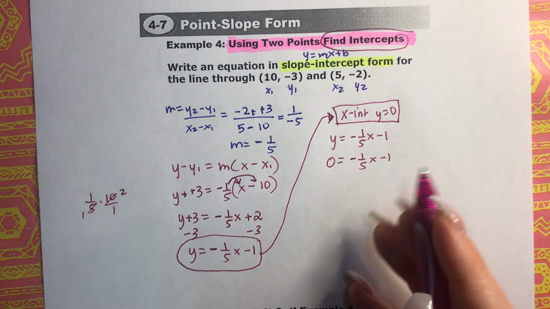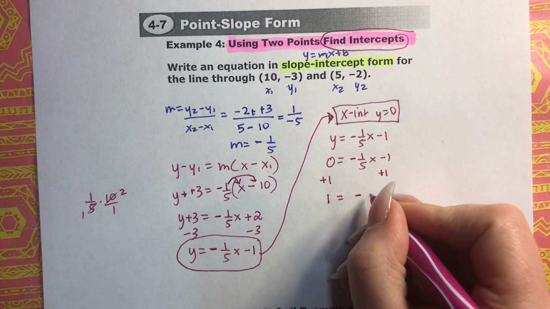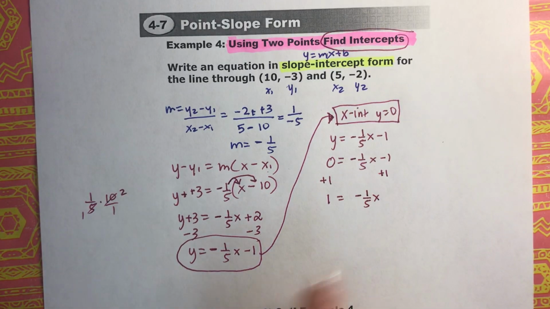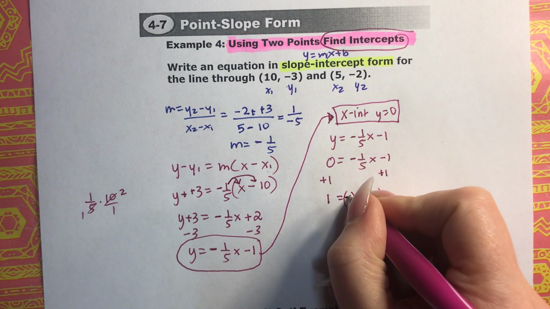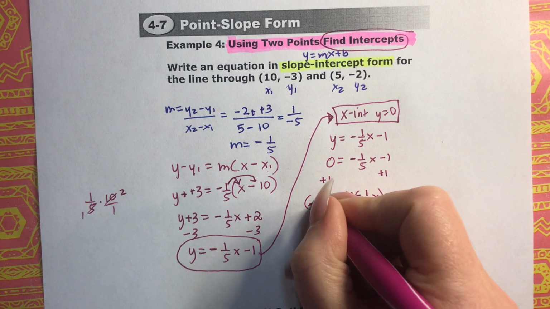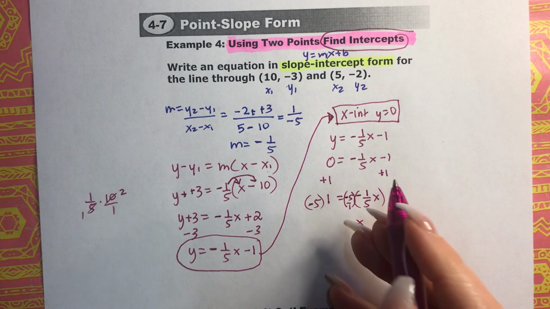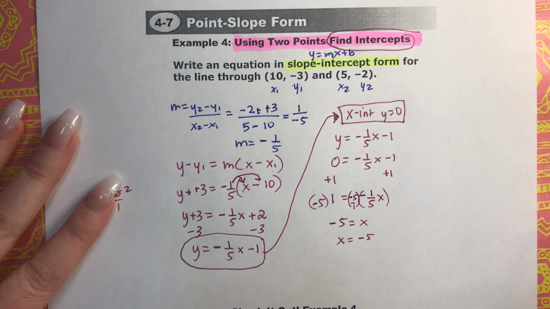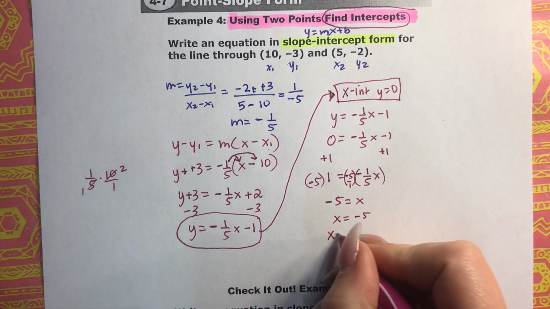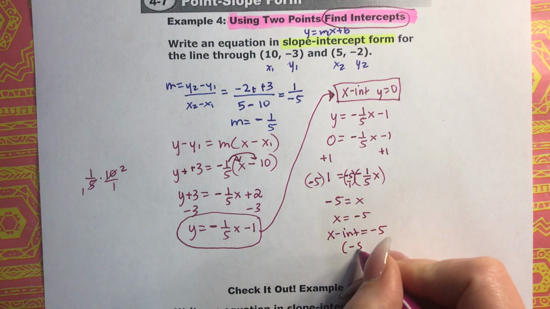So we're going to get x by itself. First I'm going to add 1 to both sides. I end up with 1 equals negative 1/5 x. And then to get x by itself, what do I have to do? Yes, you guessed it, I have to multiply by the reciprocal, which would be negative 5 over 1, or just negative 5. All of that cancels out. I'm left with x, and negative 5 times 1 is just negative 5. So what is my x-intercept? Negative 5, which is the point negative 5, 0.